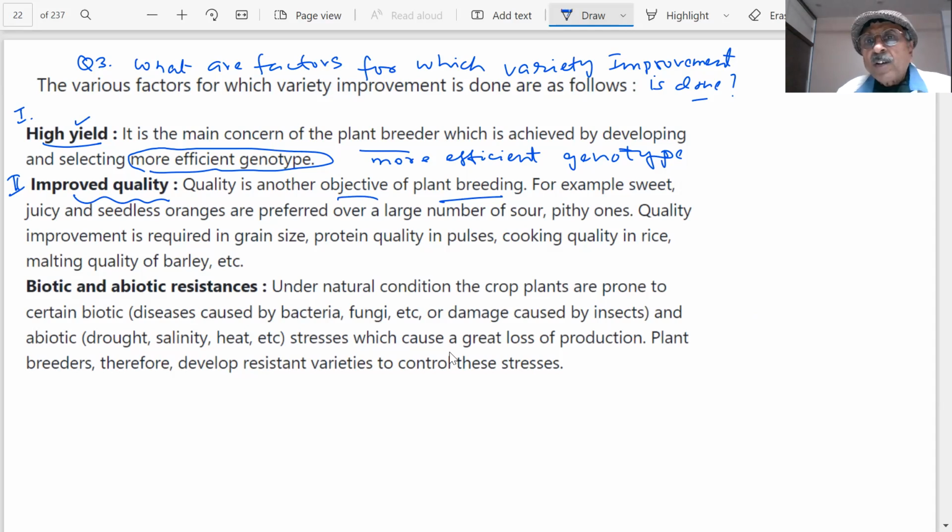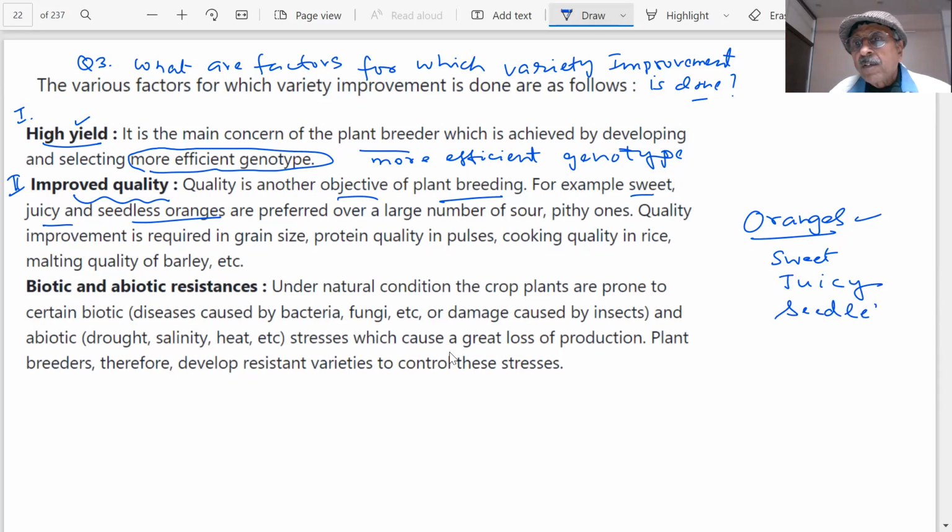For example, what do you want? Sweet, juicy, and seedless oranges. If you are eating oranges, students, what type of oranges will you love to eat? You want sweet, you want a lot of juice in it, and you want seedless. So this is the quality of the oranges. Different oranges have different qualities. Sometimes you see in the market the same fruit has different costs, low cost, high cost. Why? Because the quality is different. If you have a large number of sour and pithy ones, these are low quality oranges.